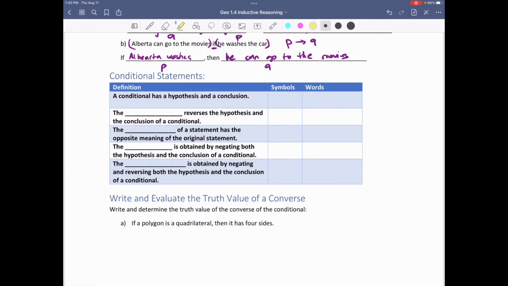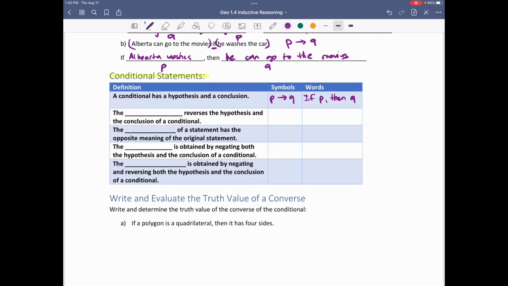So now we will be going over the different types of conditional statements. We have here our original definition, which states that a conditional has a hypothesis and a conclusion. Our symbol for that was P arrow Q, and we read it as if P, then Q.